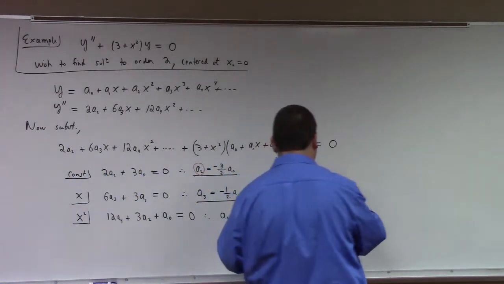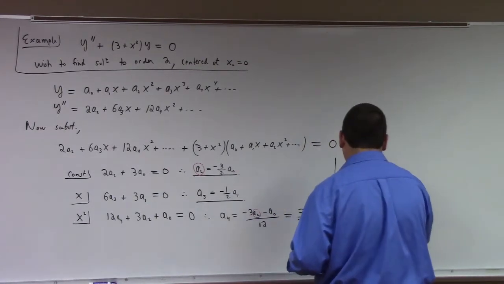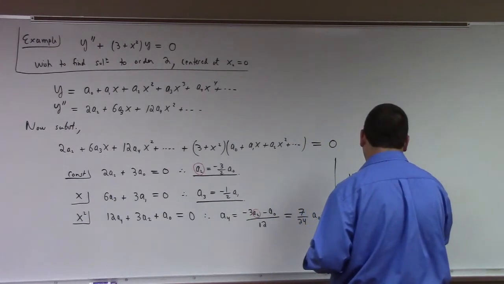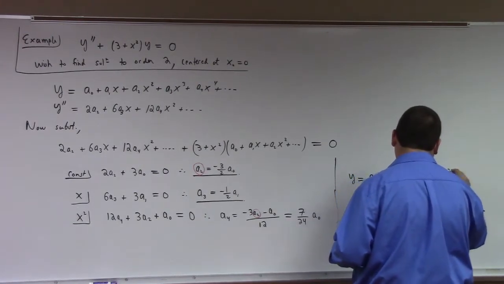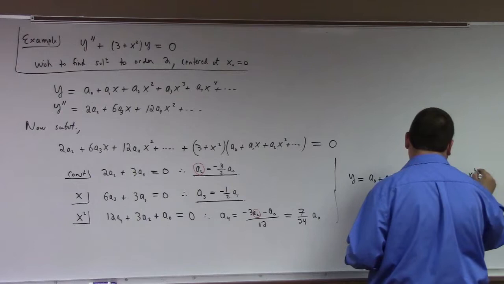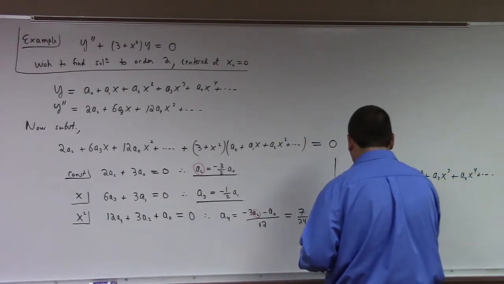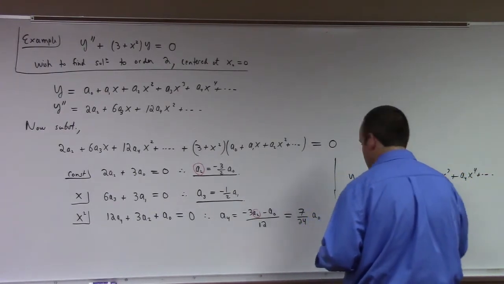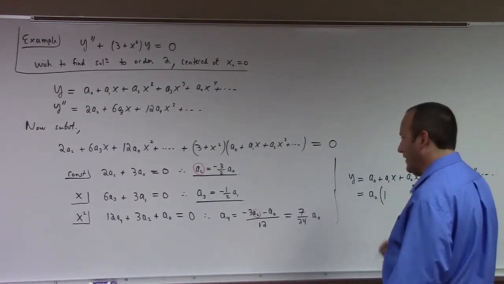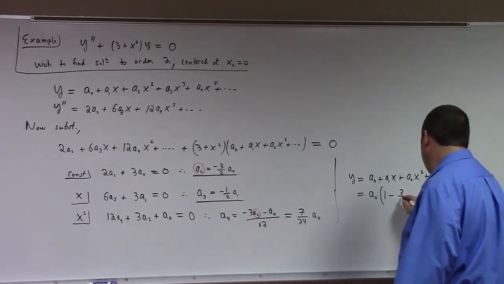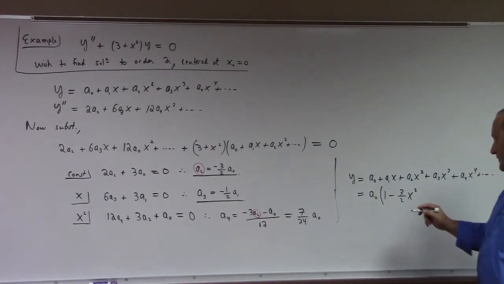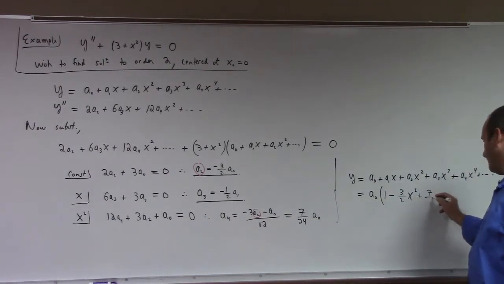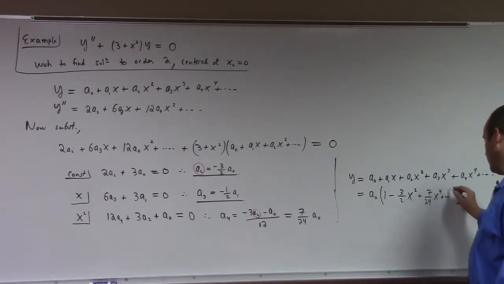Here's the solution. y equals a sub 0 plus a sub 1 x plus a sub 2 x squared plus a sub 3 x cubed plus a sub 4 x to the fourth plus dot dot dot, which is equal to, actually, what? It's equal to a sub 0 times what? Well, you got a 1. How about a sub 2? Minus 3 halves x squared. And, well, we figured out a fourth was plus 7/24 x to the fourth plus dot dot dot, right?